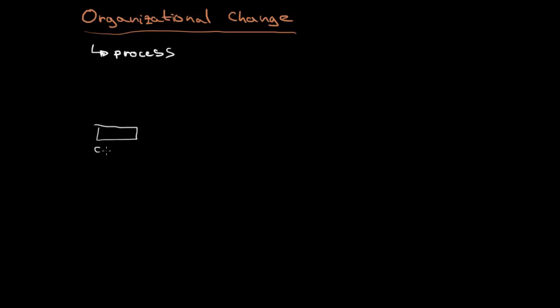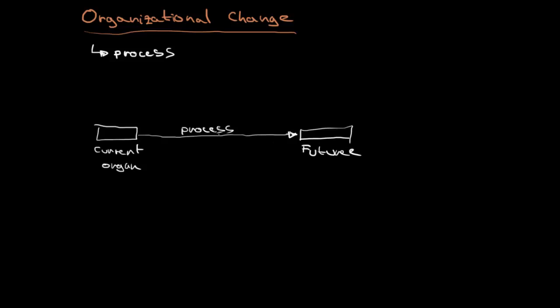So here is the current organization. And now we are going to have this sort of a process, so we can start drawing the process. And we are getting to some future state, right? So here is some future state. And thanks to this process, we would like to build something. We would like to create something and add some value to our product.